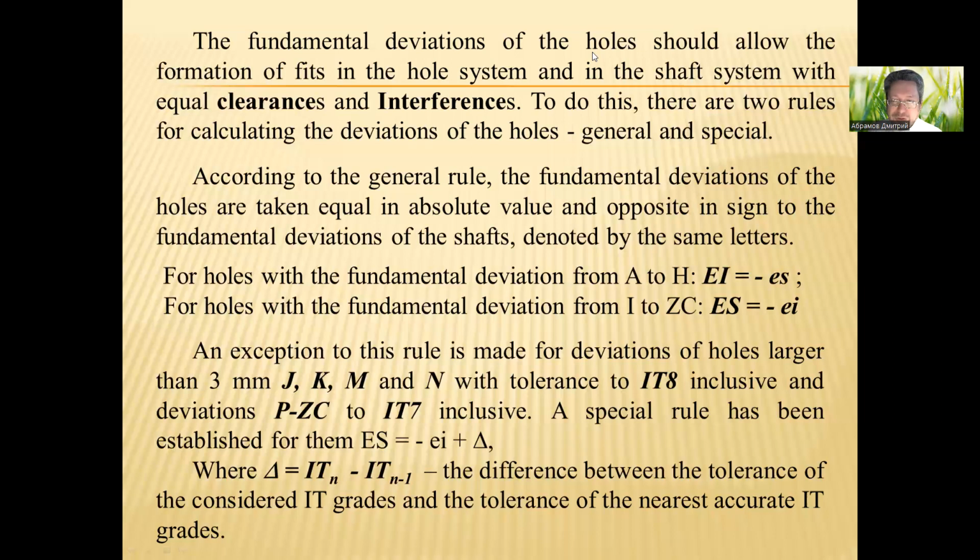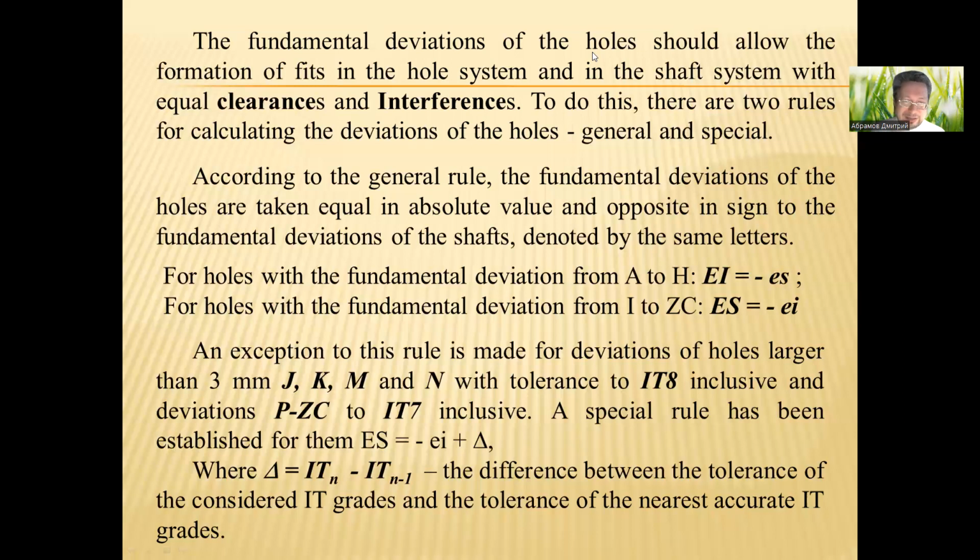for holes with the fundamental deviations from A to H, big EI is equal to minus small es. For holes with the fundamental deviations from J to ZC, big ES is equal to minus small ei.